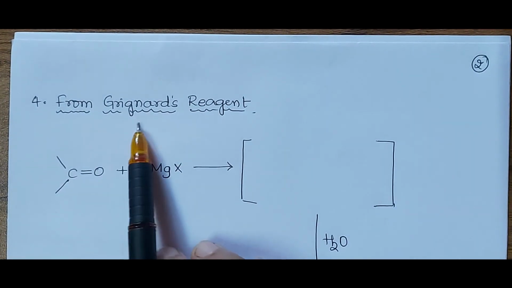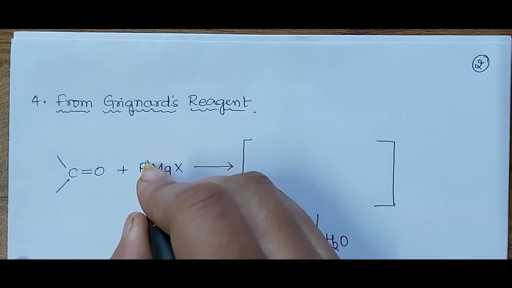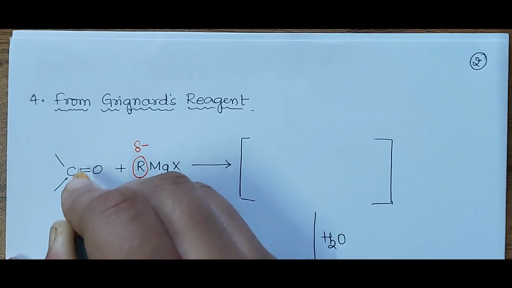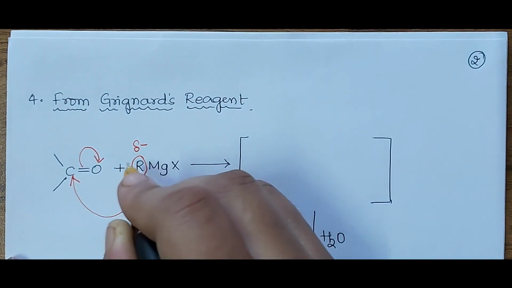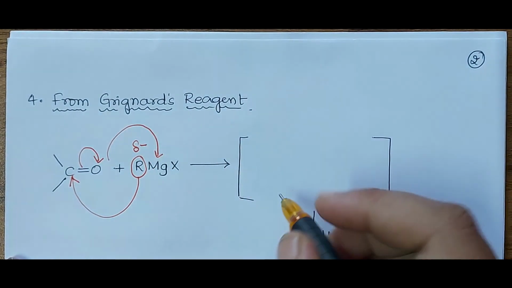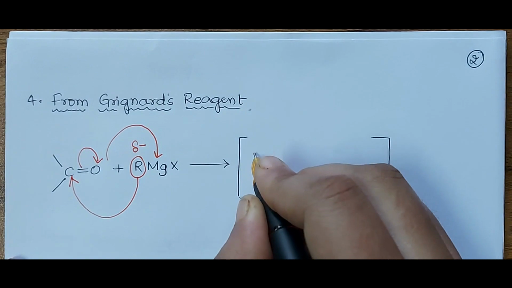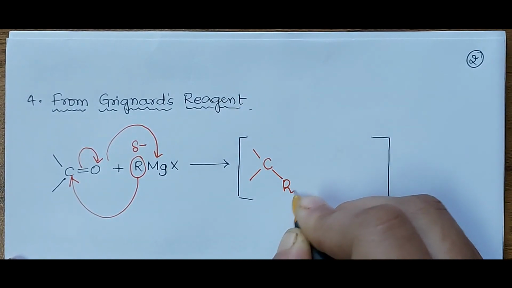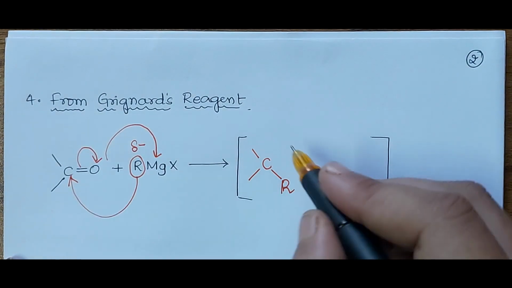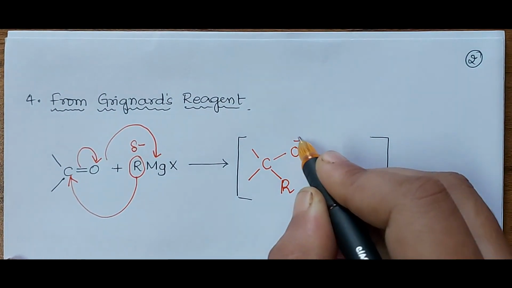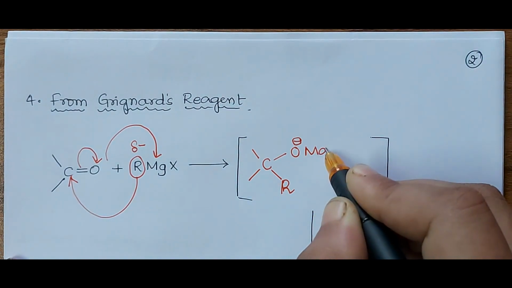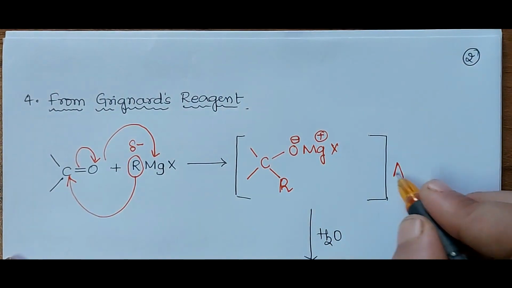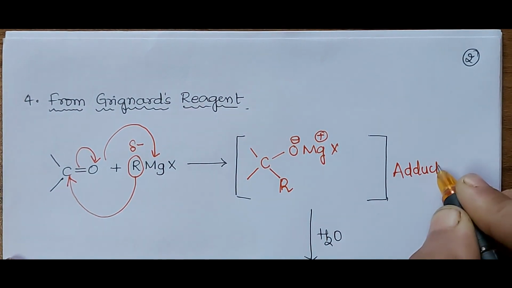Next is from Grignard's reagent. So we see that in Grignard's reagent, the alkyl group having partial negative charge gives an electron pair to the carbonyl carbon, the double bond shifts onto oxygen, and oxygen gives the electron pair to magnesium, and the resulting product can be represented as follows. So here carbon already has 2 bonds, a new bond is formed by an alkyl group, the double bond becomes a single bond, oxygen having negative charge is bonded to magnesium with plus charge and X, and this resulting product we call an adduct.